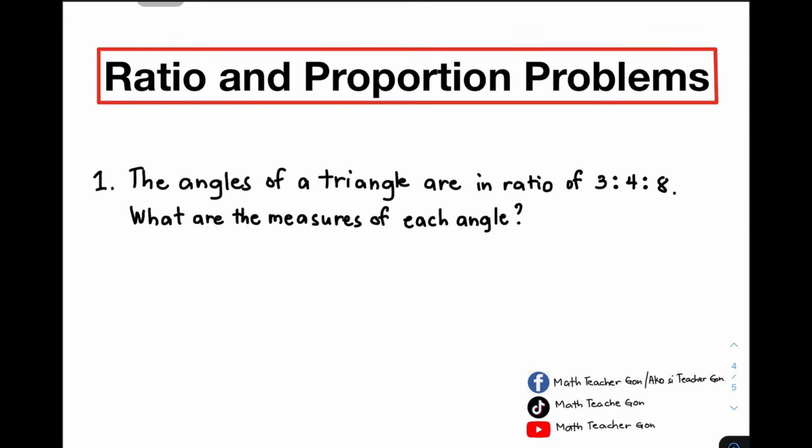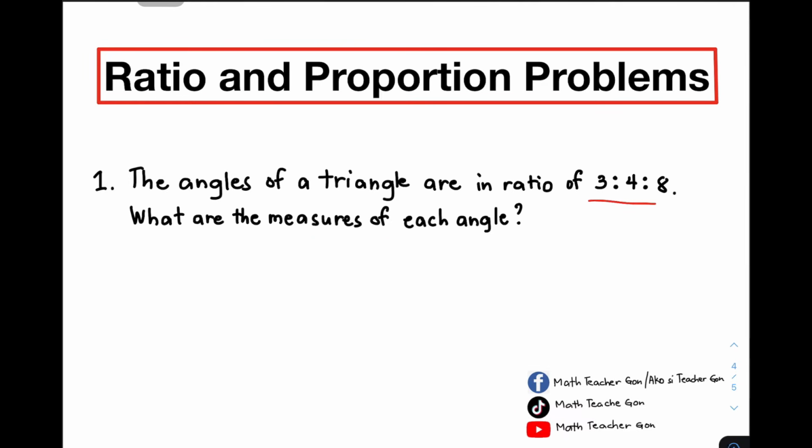So meron tayo ditong dalawang problem. At yung first problem natin, eto. The angles of a triangle are in the ratio of 3:4:8. So ngayon, isipin mo ngayon, sir, bakit meron tayong triangle sa ratio and proportion? Guys, we can express the angles in ratio. So dito, yung ratio ng bawat angles natin is represented by 3:4:8. So ang tanong dito, how are we going to solve for this kind of problem? At ang tanong dito, what are the measures of each angle?